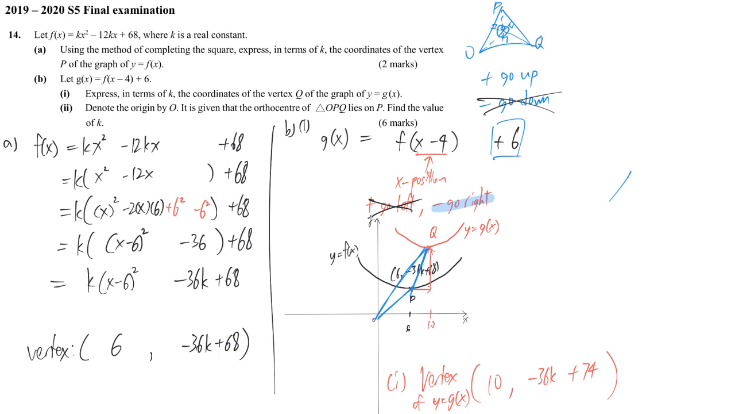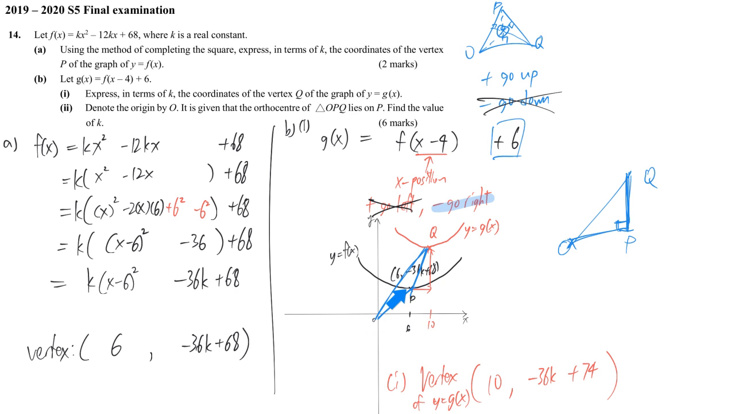Now they say the orthocentre of triangle OPQ lies on P. That means P is the orthocentre. That means if from O we connect to P and then extend until QP, it forms a right angle. For a similar reason, from point Q, we draw to the side OP. We connect to P and then we extend it. This will form a right angle also. That means this clumsy sentence simply tells you that angle OPQ is 90 degrees.